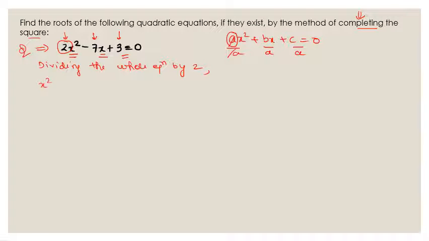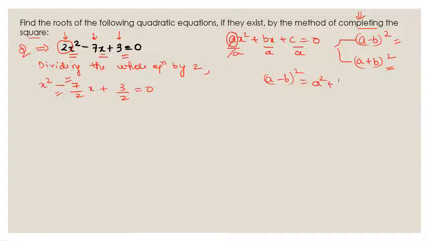Now if we do so, 2 is cancelled with 2, here 7 by 2x plus 3 by 2. Okay, now because the minus sign is here, you have to apply either the formula a minus b whole square or a plus b whole square. If minus is here, then minus square, or if plus is here, then plus square. Now you know very well that the identity goes like a square plus b square minus 2ab, correct? So a square is here, you have to add b square, and what your b will be will be totally dependent on 2ab.